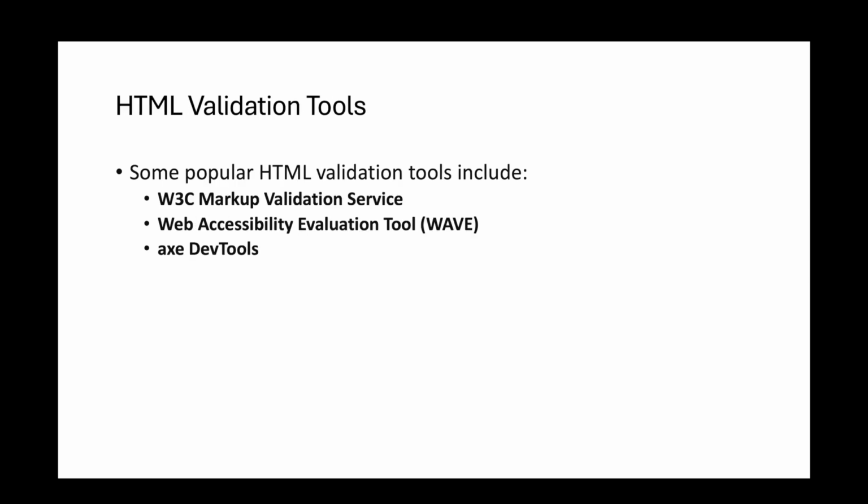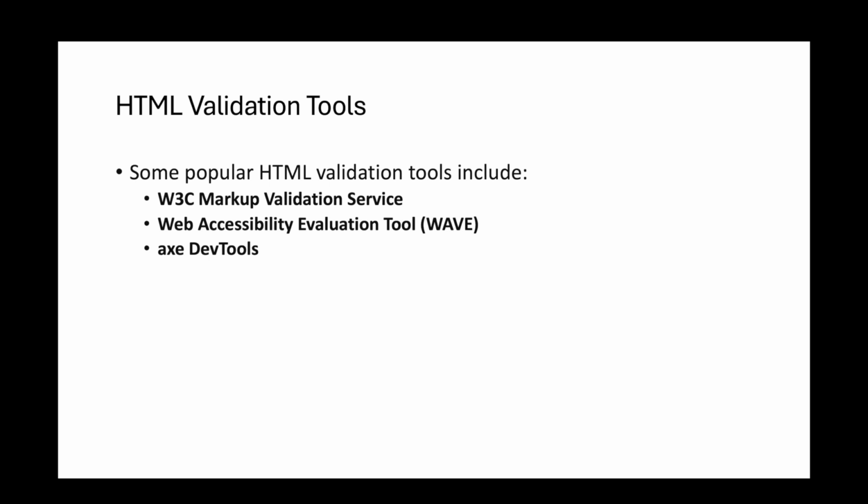HTML validation tools. HTML validation tools are software tools or online services that analyze HTML documents for syntax errors, accessibility issues, and compliance with HTML standards. These tools help developers identify and fix errors in their HTML code, ensuring that web pages are well formed and accessible. Some popular HTML validation tools include W3C Markup Validation Service, a free online tool provided by the World Wide Web Consortium, W3C, for validating HTML documents against HTML standards.